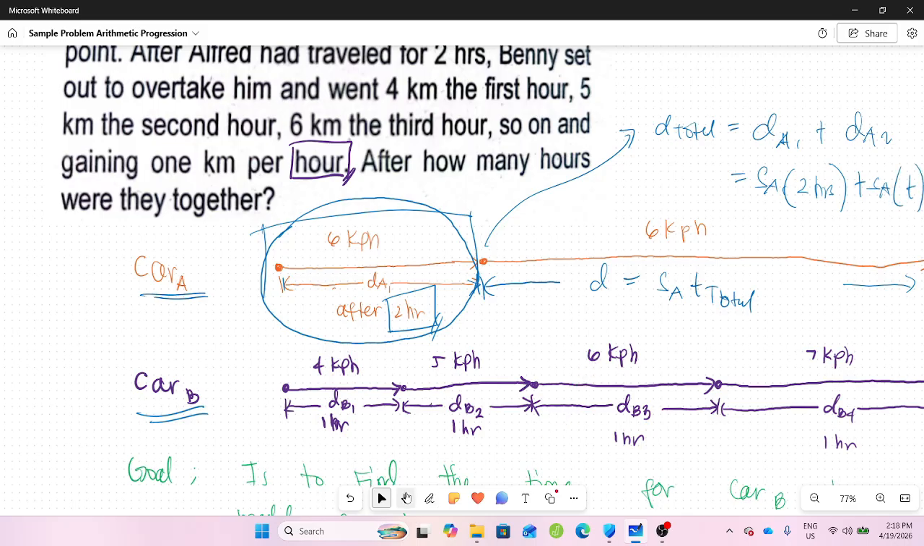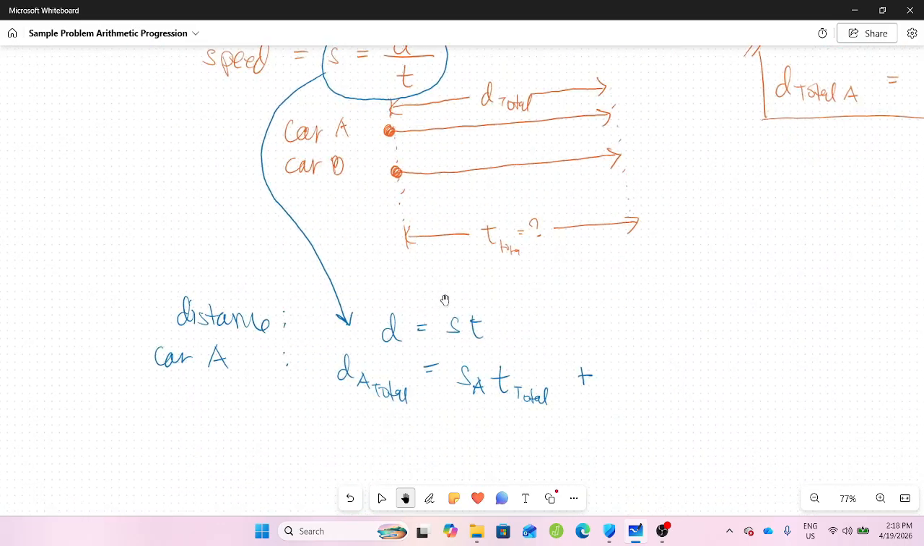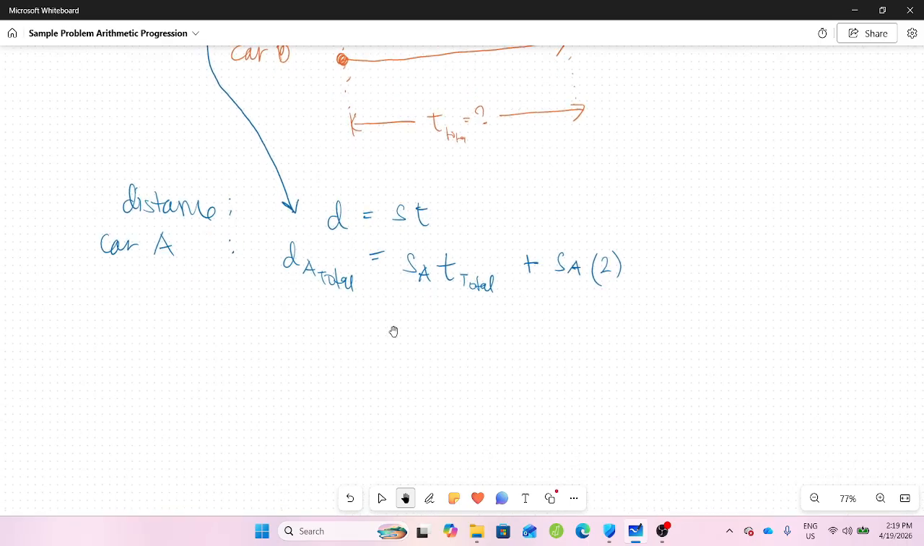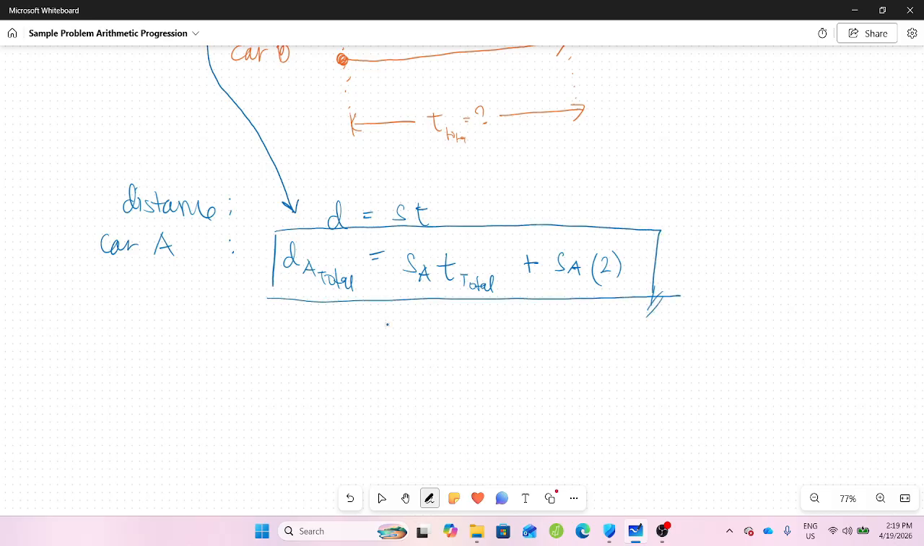So we have to return to our equation earlier. Going back here, we know that we have to include as well the distance traveled by car A in 2 hours. So this is going to be the speed of car A times 2. So this is for car A, and this is the total distance traveled by car A. The constraint here is we don't know yet this total time.